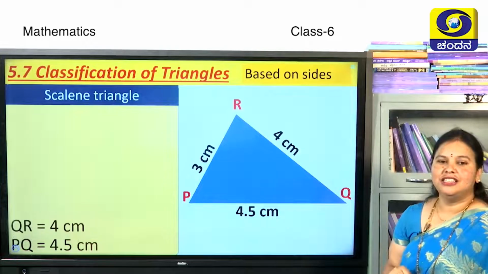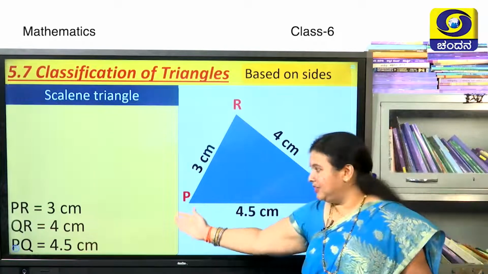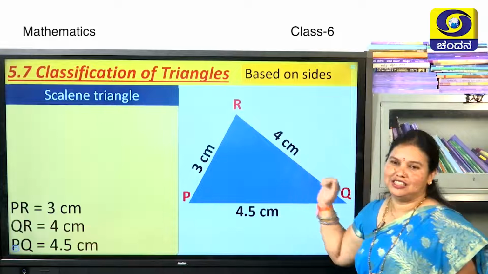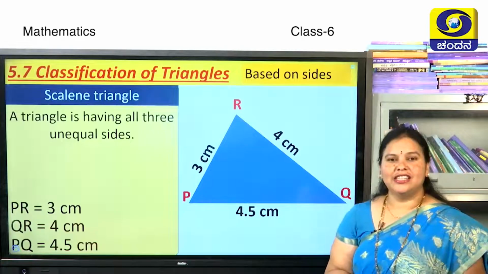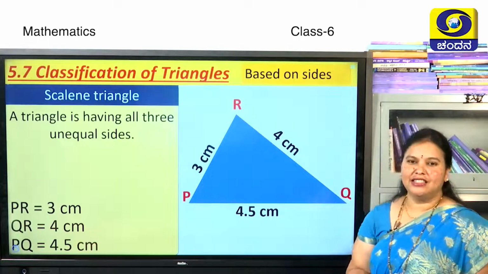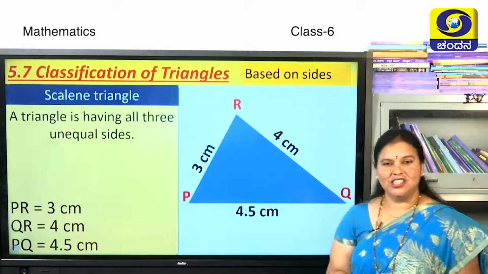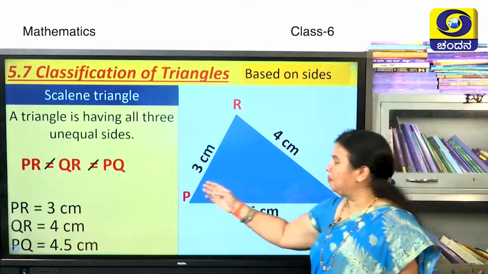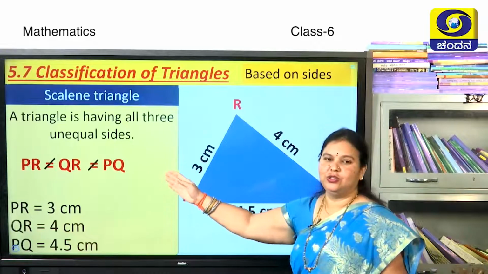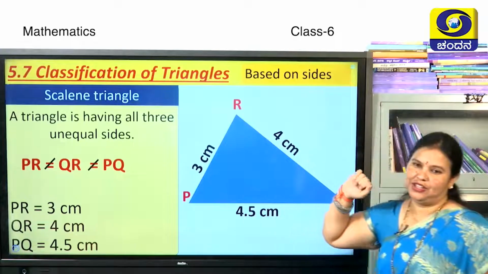Children, here you observe all the three measurements are different from each other, isn't it? So a scalene triangle is a triangle having all three unequal sides. Is it clear, children? See here, PR is not equal to QR is not equal to PQ.